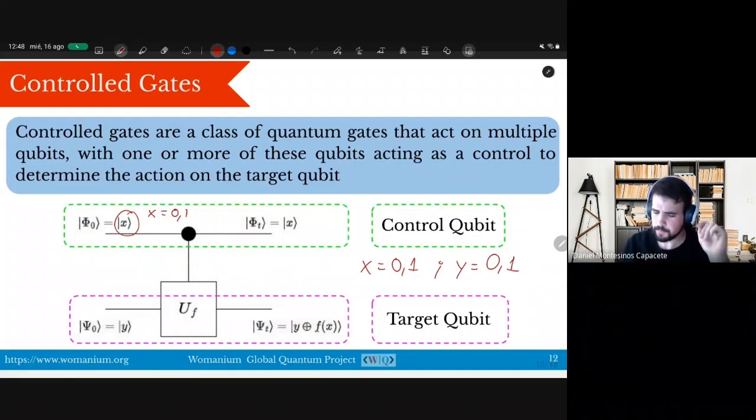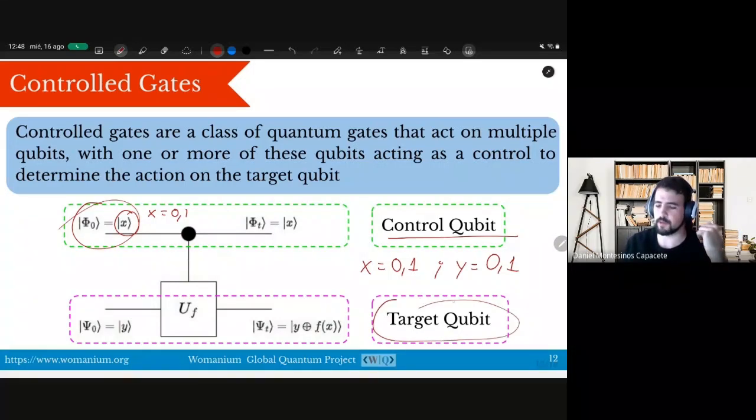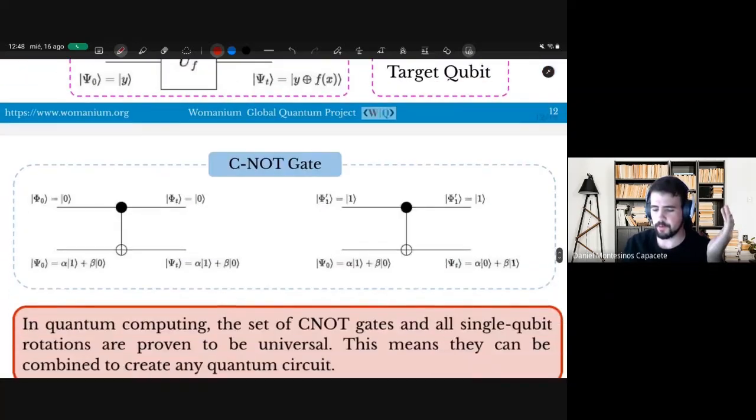Depending on the state of the control qubit, and that's why it is called the control qubit, we have some effect on the target qubit. It can be either doing nothing or doing some linear operation, right? That's a control gate. So for example, take an example.